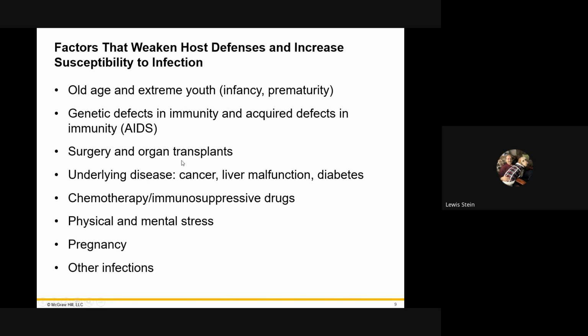So, immunosuppressant agent or immunosuppressed for any other reasons, any underlying disease, variety of those drugs, stressors, pregnancy, other infections.